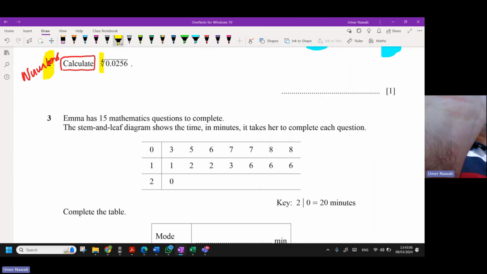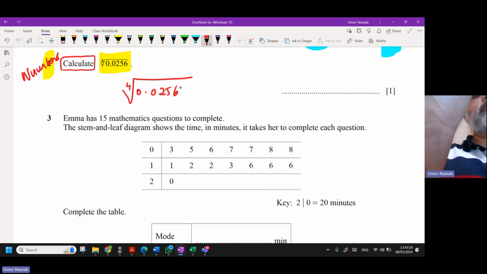This is called fourth root of 0.0256. There are two ways to write this expression. Either you write this 4 in the pocket here and 0.0256. This is called fourth root of 0.0256, or you can write it as 0.0256 raised to the power, not 4, 1 over 4.